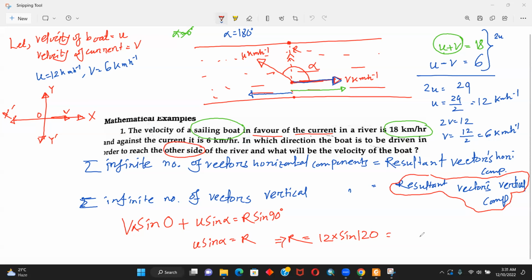10.39. Okay. This is a very important math. So you should be able to do this, right? Other than that, it will be really difficult.